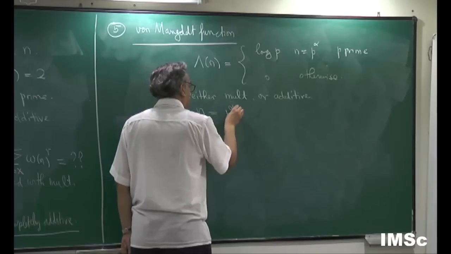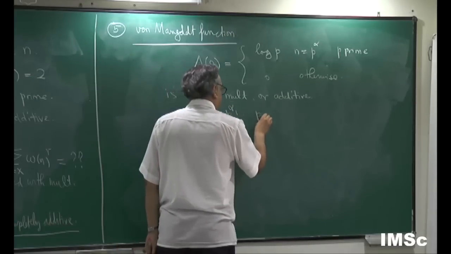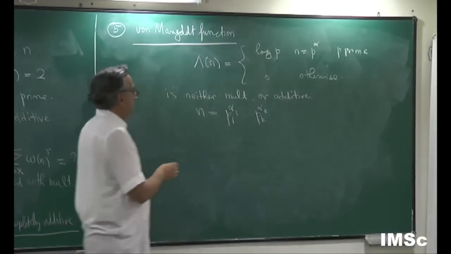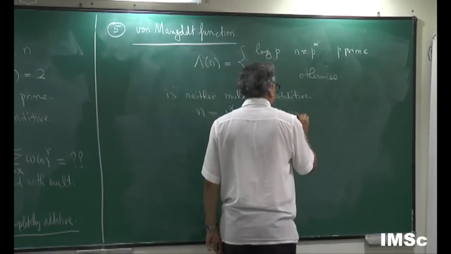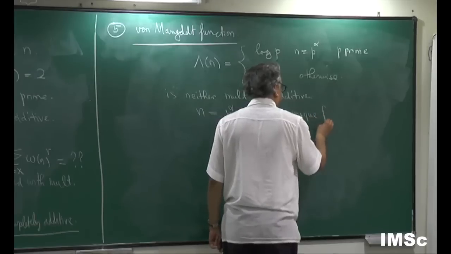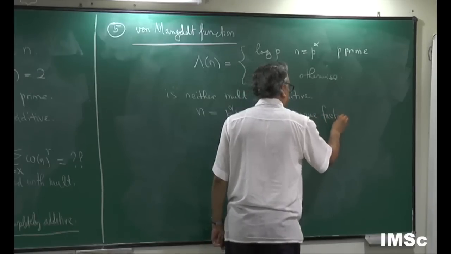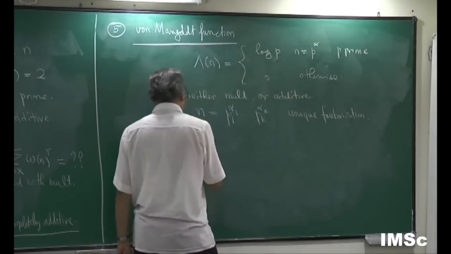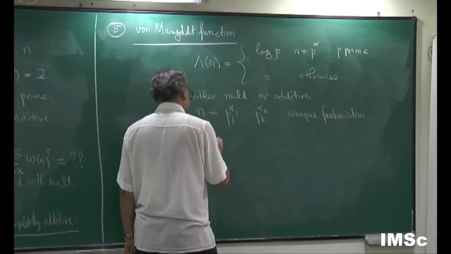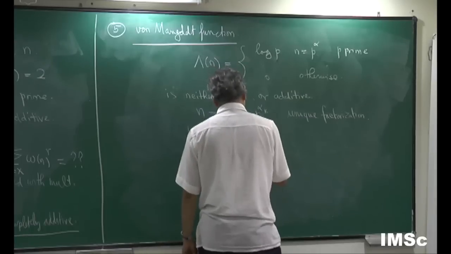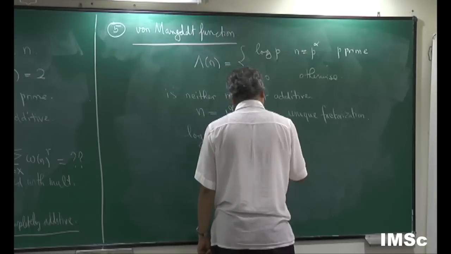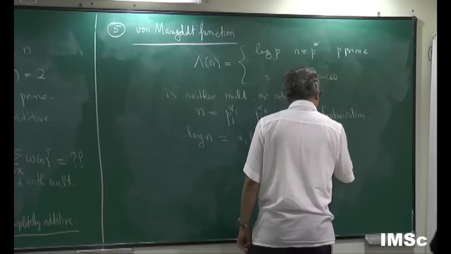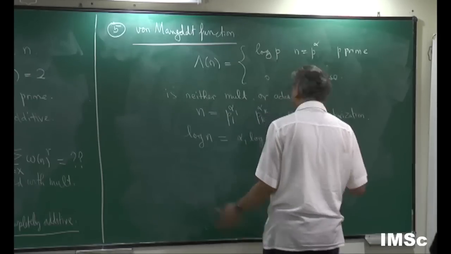Every number can be written as a product of prime powers uniquely, unique factorization. So log of n is equal to alpha 1 log p1 plus ... plus alpha k log pk. So that's obvious, right?